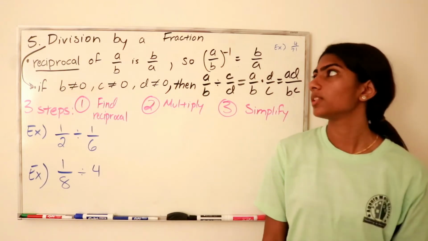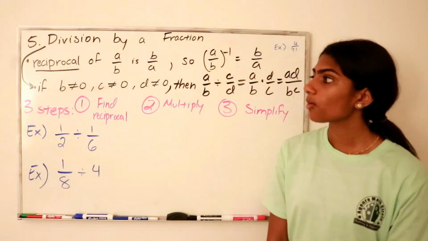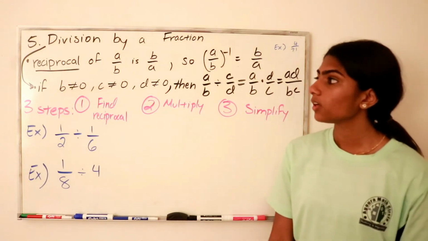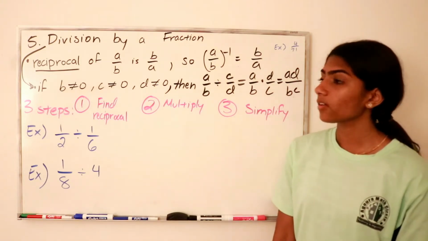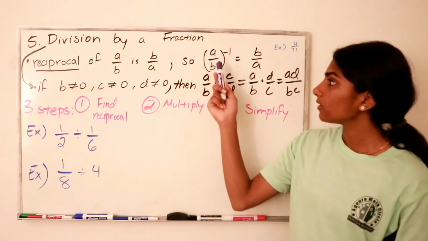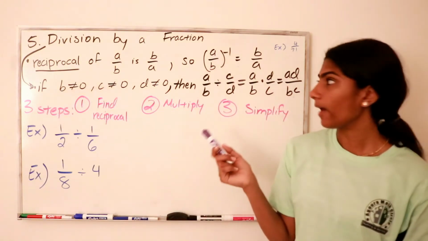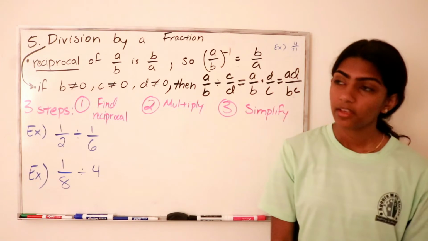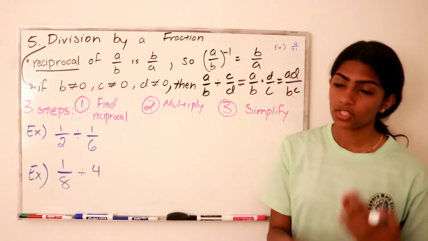Now let's move on to division by a fraction. So before we do that, let's learn about reciprocals. So the reciprocal of the fraction a over b is b over a. So a over b to the negative first power equals b over a. So what you're doing is basically flipping the fraction.